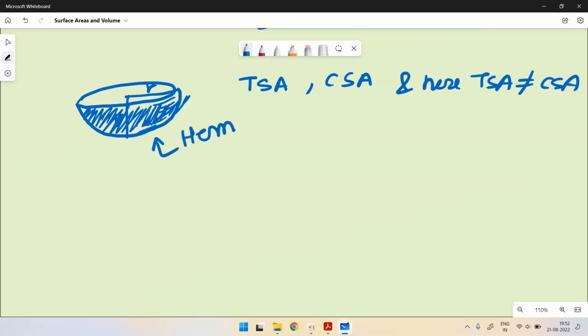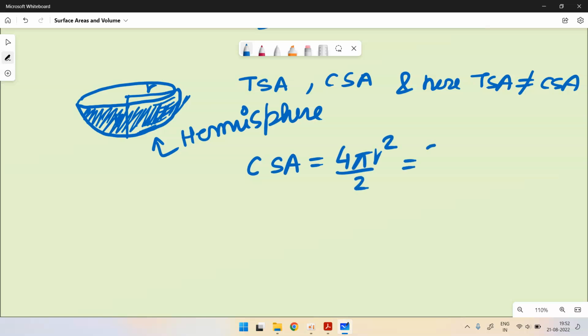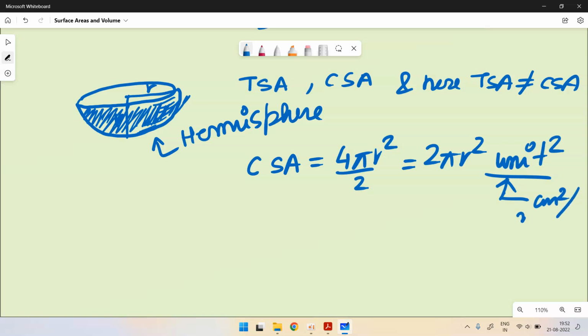Hemisphere. So CSA equals 4 pi r square by 2, which is 2 pi r square unit square. Why am I writing unit square again and again? Because it is most important. Students tend to forget to write the unit, either centimeter square, meter square, millimeter square, etc.